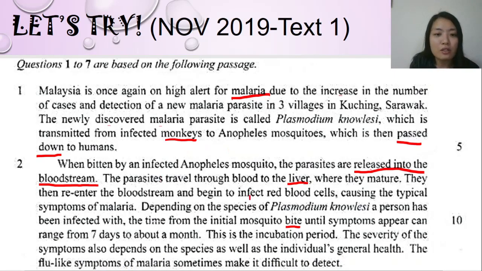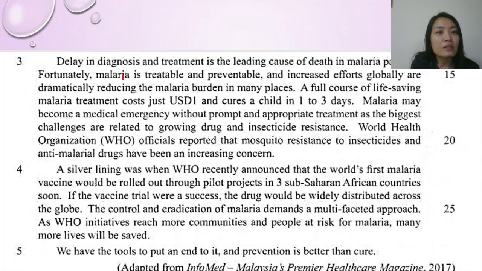I think this whole paragraph is basically telling me about how malaria makes us sick. We get bitten, and then later there's this incubation period, and then we become sick. Doesn't matter if you don't understand. Like I told you, you just need to go through it in detail later when you read the text. Delay in diagnosis and treatment is the leading cause of death in malaria patients. Okay, something about delay in diagnosis.